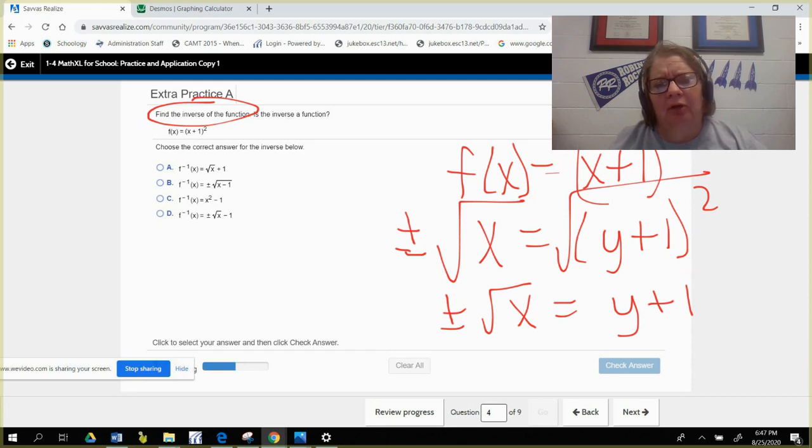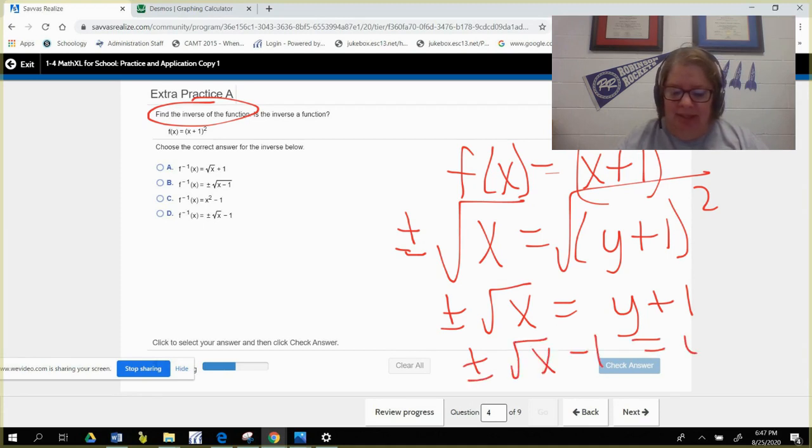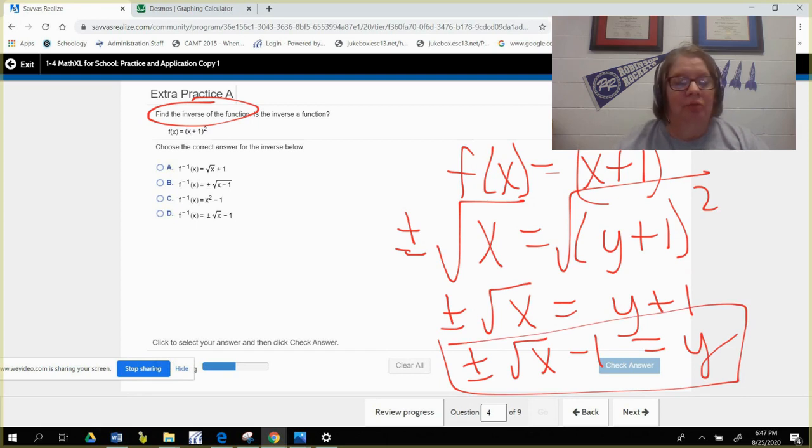Ms. Riddell said we know we're finished when the y is by itself. Is the y by itself? It's not. How do we get the y by itself? How do we get rid of plus 1? We do a minus 1. And now the y is by itself. So now I'm through. I can look for my multiple choice answer that says plus or minus square root of x minus 1.